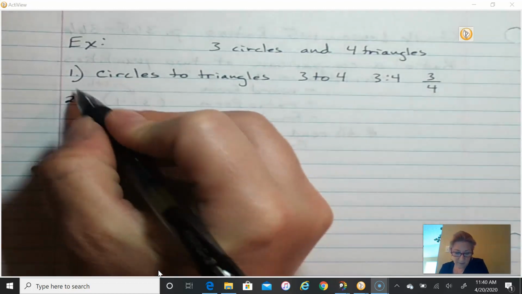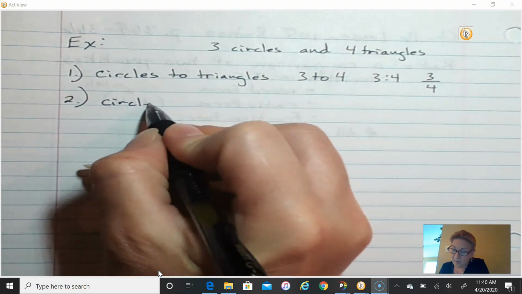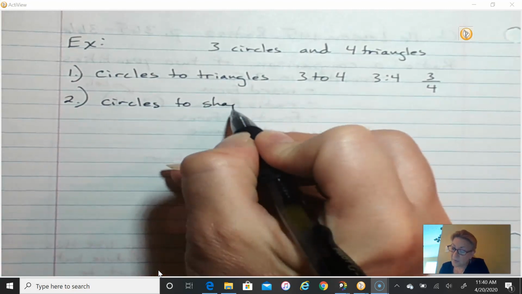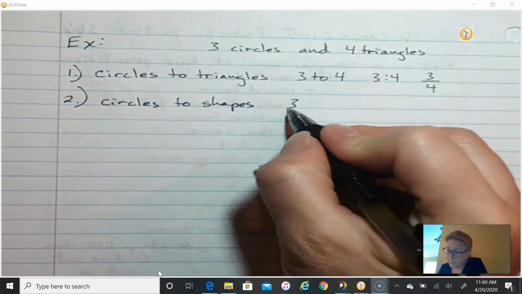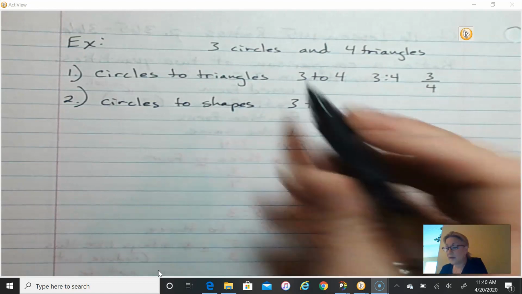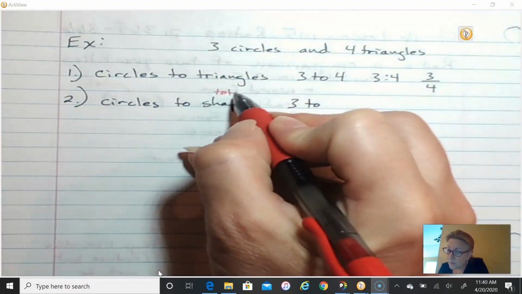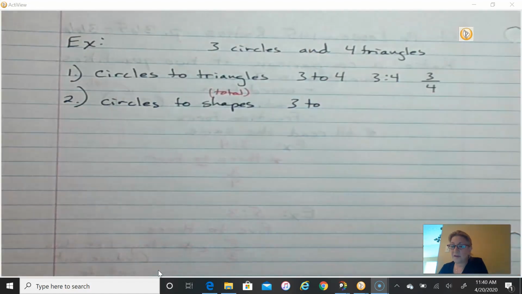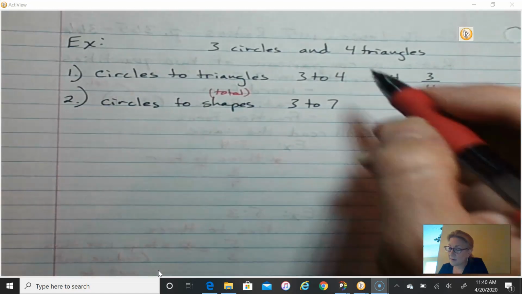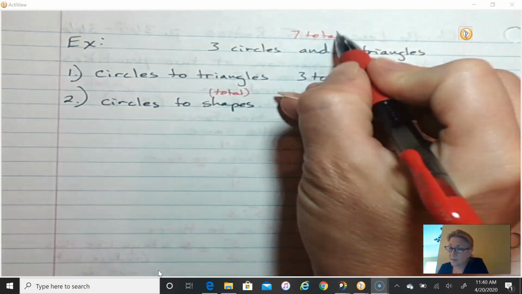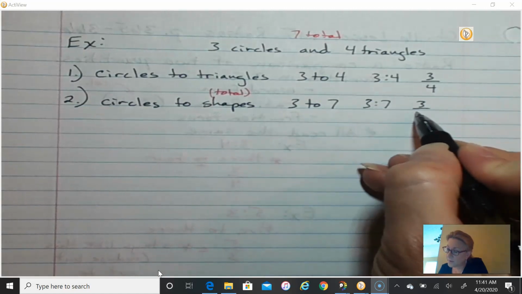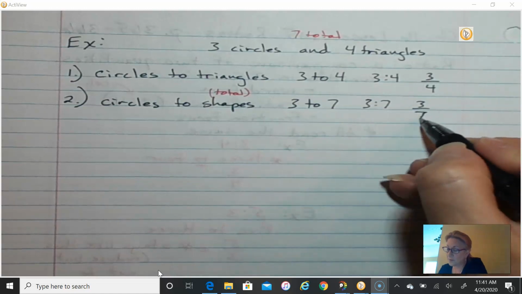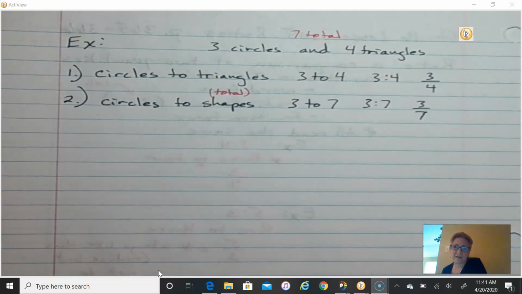Okay, let's do another. How about circles to shapes? How many circles? We have 3. How many total shapes? That again is going to be your total. 3 plus 4? 7. There's 7. 7 total. So then we can write it in the different formats. I almost wrote 4. Okay.